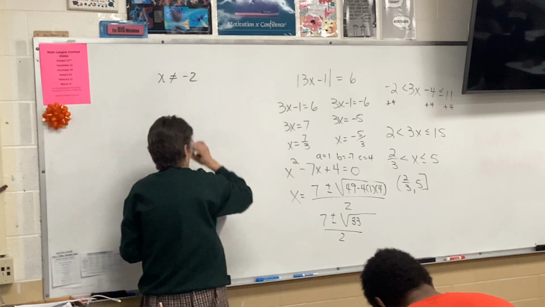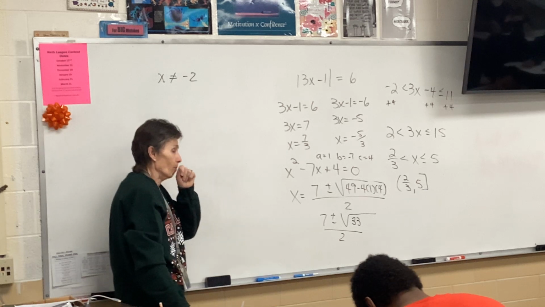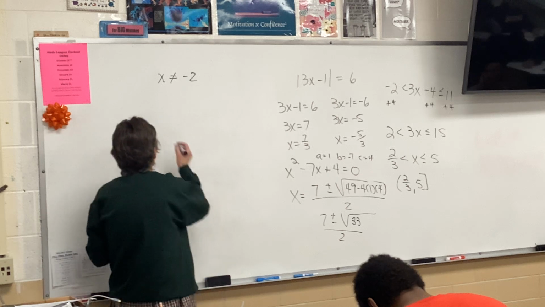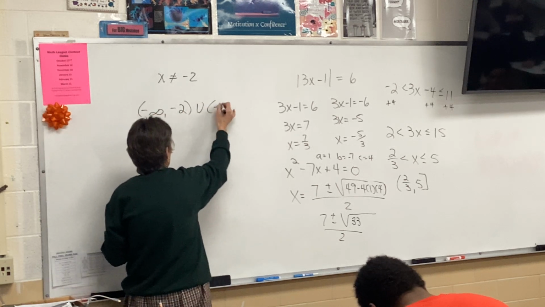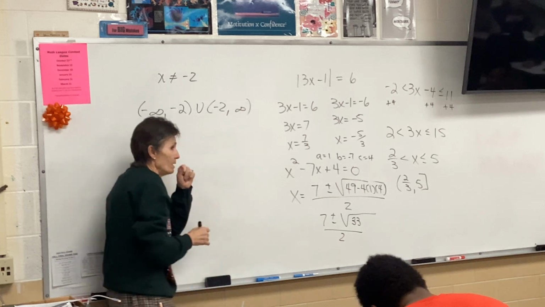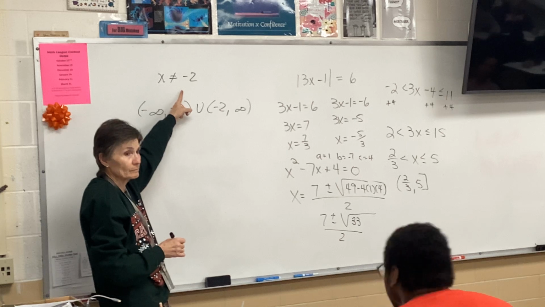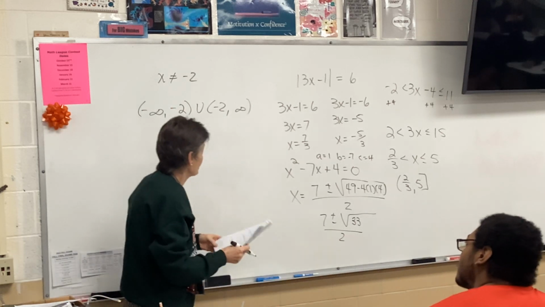negative 2. Now again, multiple choice. That might be the answer, and it might be this. Isn't that a fancy way of saying that? Everything except -2.